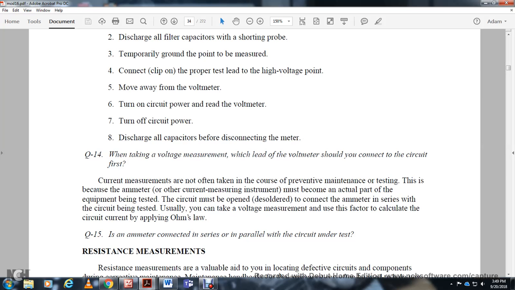This is because the current of the measuring instrument must be carried by the actual part of the equipment being tested. The circuit must be opened or desoldered and connected with the ammeter, to ensure the circuit being tested can be used for the measurement, so that you can calculate the circuit current by applying Ohm's law.